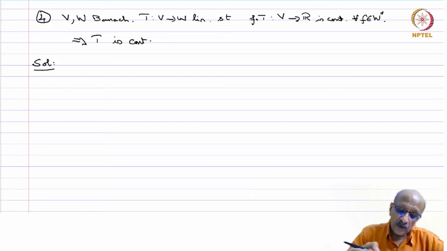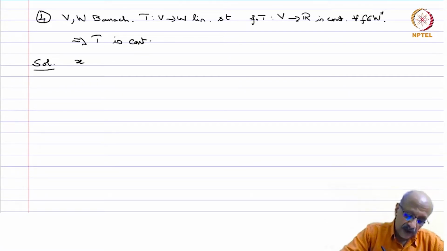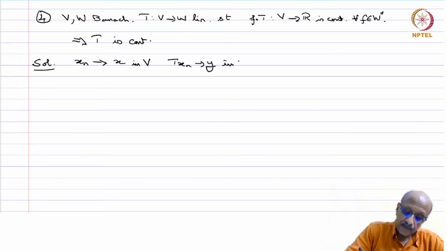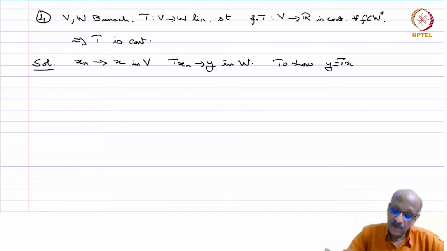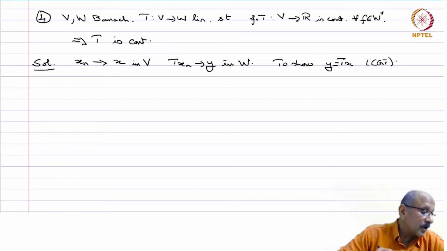So we will try to use the closed graph theorem. So let us take xn converging to x in V and Txn converging to some y in W. So to show y equals Tx. So this is what we want to show. Then the graph is closed and then we can apply the closed graph theorem.